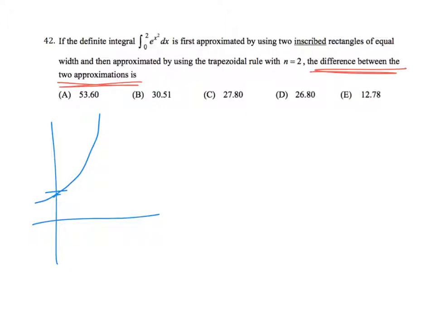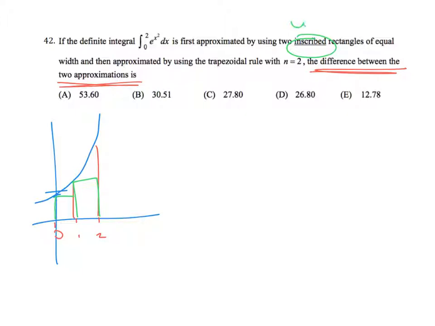It says 2 inscribed rectangles of equal width. So I'm going from 0 to 2. And the first thing they say is inscribed rectangles. So I'm just going to draw on my height so I can try to picture my rectangles here. And usually we refer to them as left and right rectangles. So here's the deal. If I go left rectangles, I take my left-hand height, and then I take my left-hand height again, and I have those 2 rectangles. Those are under my curve. We might call it under approximation.